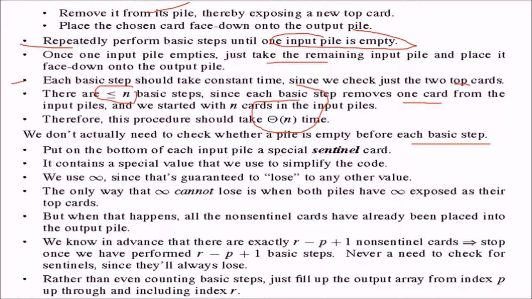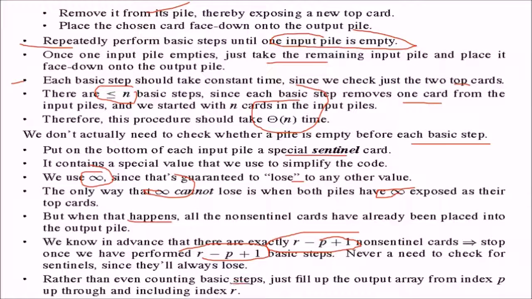Put on the bottom of each input pile a special sentinel card. It contains a special value that we use to simplify the code. We'll use infinity, since it's guaranteed to lose to any other value. Infinity is highest. So the only way the infinity cannot lose is when both piles have infinity exposed as their top cards. But when that happens, all the non-sentinel cards have already been placed into the output pile. And we know in advance that there are how many non-sentinel cards? r minus p plus 1. That is, once we have performed r minus p plus 1 operations, there is never a need to check for sentinels, since they will always lose.